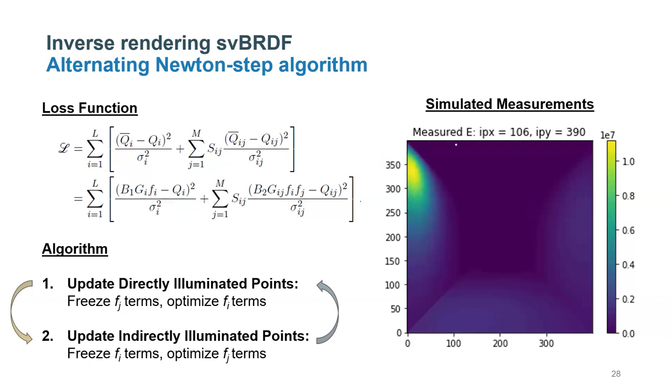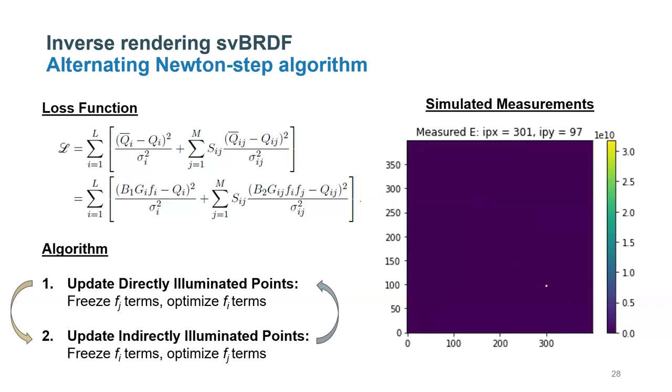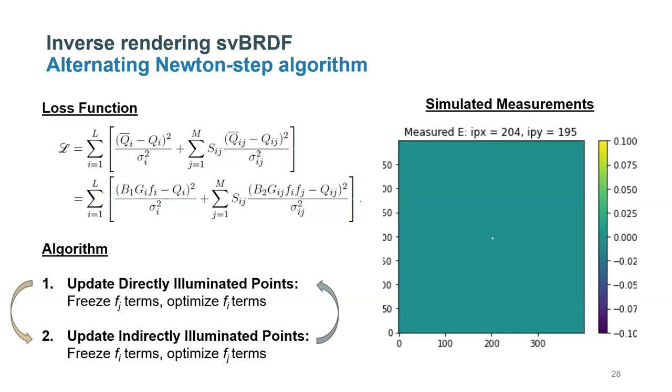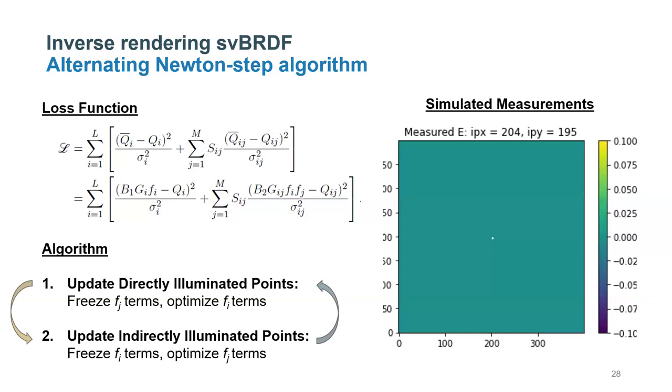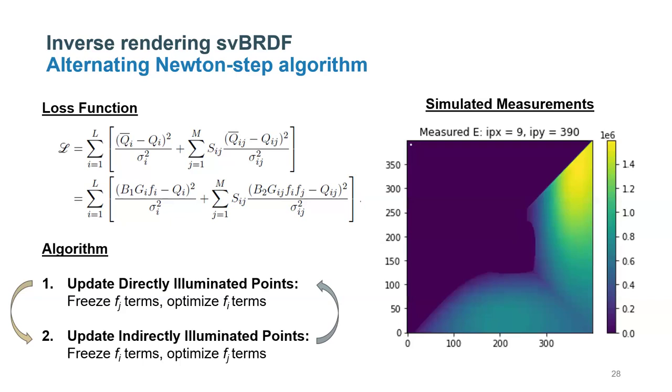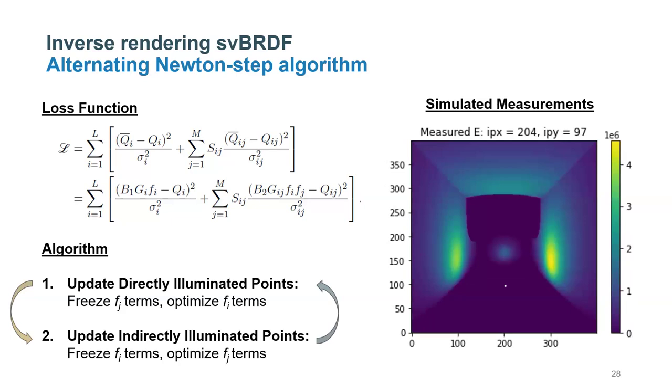And so once we have a set of bounce flash LiDAR measurements, we could form this weighted least squares loss function. And so this loss function just compares the measured one bounce and two bounce energies with the one bounce and two bounce energies that we would predict with our radiometric model for our current estimate of the scene's BRDF parameters. And so our goal was to choose the BRDF parameters for the scene that minimize this loss function. And so to minimize this loss function, we came up with an alternating Newton step algorithm.